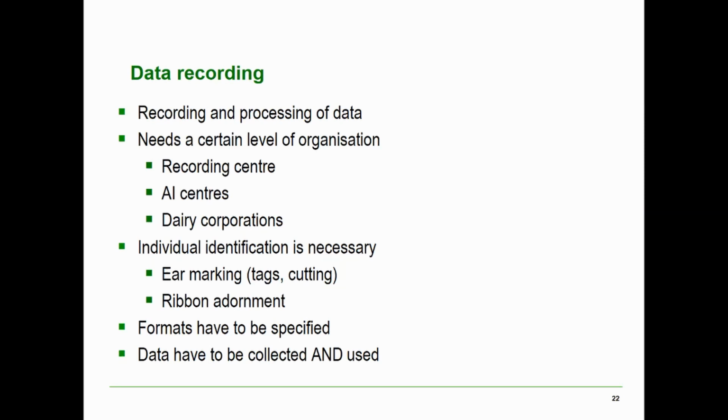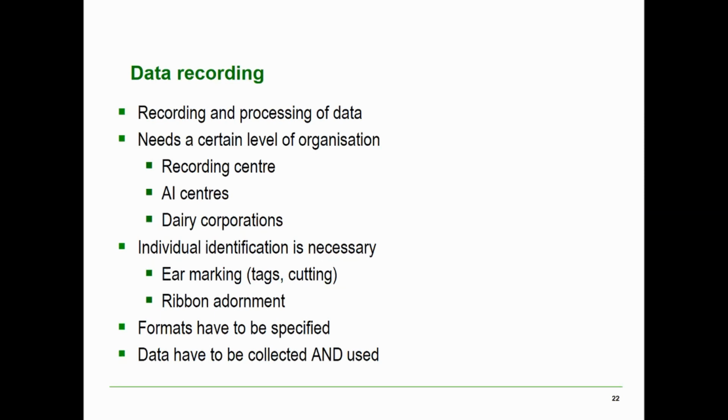The whole system needs to be set up in a way that it provides reliable results and reliable input for the long term. So there are various identification methods. Some are better than the others, and some serve different purposes. But for the purposes of recording for the breeding program, earmarking with ear tags is the one that we go for when we want to establish recording on a national level.